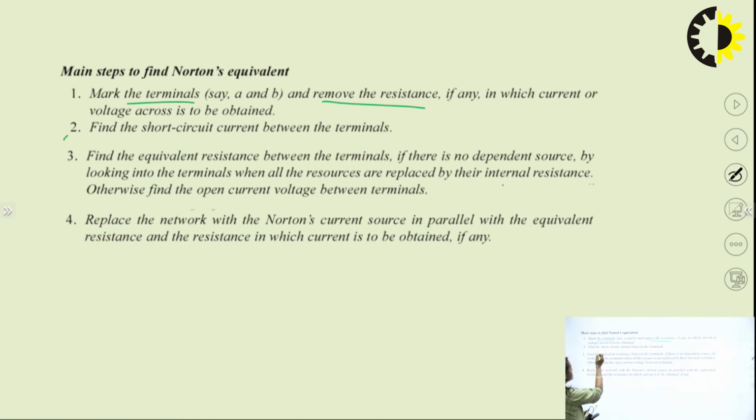Then the second step is to find the short circuit current between that terminal. Third, you have to find the equivalent resistance, the similar way you find it in the Thevenin. Then fourth, replace the network with the Norton current source in parallel with the equivalent resistance and the resistance in which current is to be obtained.